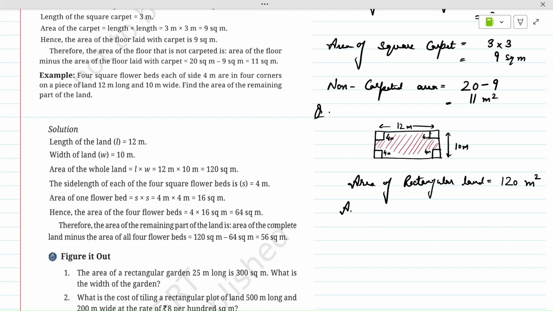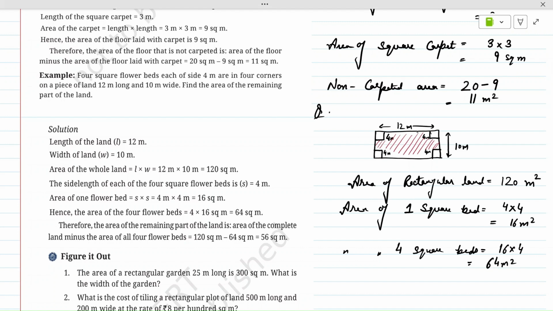And now the area of 1 square bed. This is equal to what? Side square, that is 4 into 4. This will give us 16 square meters. This is the area of 1 square bed. Now the area of 4 square beds will be equal to what? This will be 16, the area of 1, multiplied by 4. So 16 multiplied by 4 will give us 64. This is equal to 64 square meters.